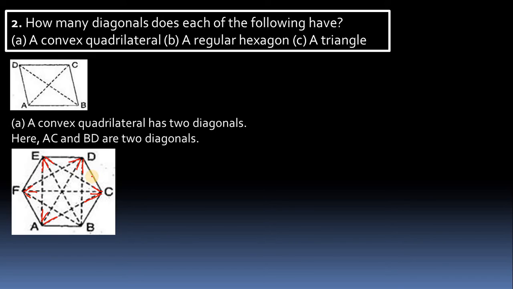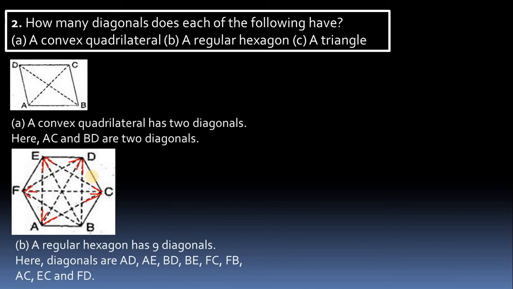This I am giving you just as an exercise. You just count that on plain paper. You will get a total of 9 diagonals. In the case of a triangle there is no diagonal.